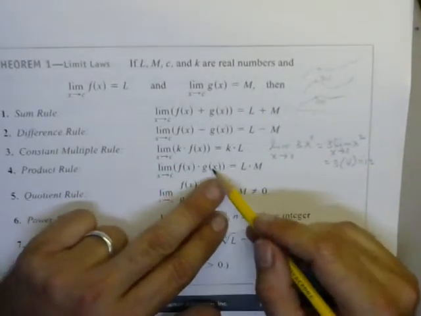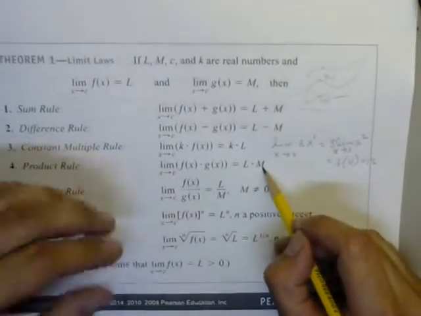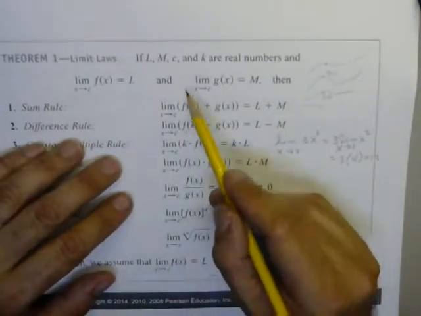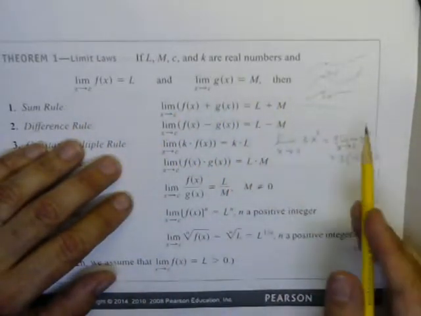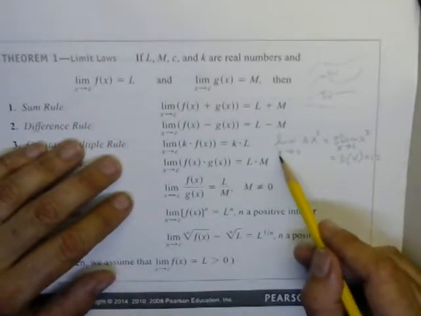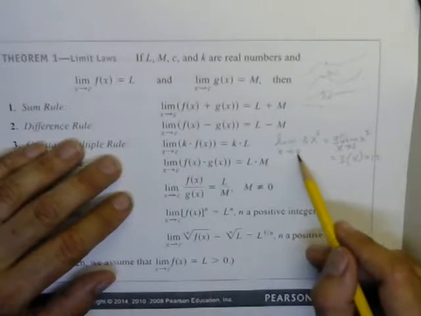If you have two functions that are being multiplied together, you can multiply their limits. And again, in this case, remember that f of x and g of x have to be approaching the same value c, right? So you couldn't do this if, say, x was approaching 2 for f of x and x was approaching 5 for g of x.